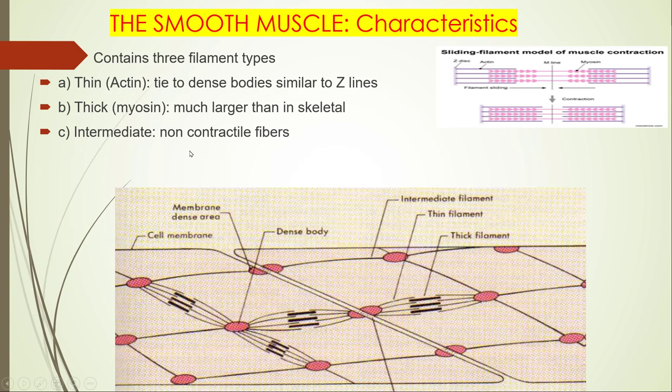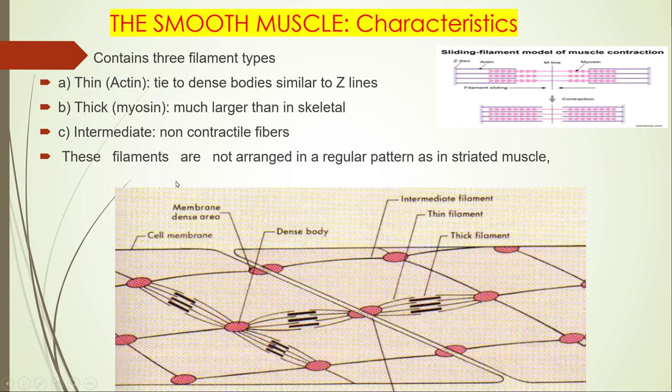The third is the intermediate non-contractile fiber. So smooth muscle contains three types of fiber: actin, myosin and intermediate non-contractile fiber. Here you can see the intermediate non-contractile fibers which join the two dense bodies. These filaments are not arranged in a regular pattern as in striated muscle. Here you can see that in striated muscle the sarcomeres are arranged in a regular pattern.